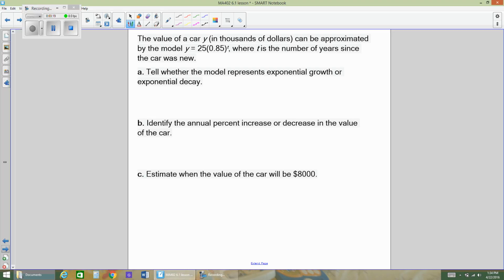The value of the car, y, in thousands of dollars can be approximated by the model 25 times 0.85 to the t, where t is the number of years since the car was new. It says tell whether the model is growth or decay. All right, well, look at the b value, the 0.85. That is less than 1, so we have decay.